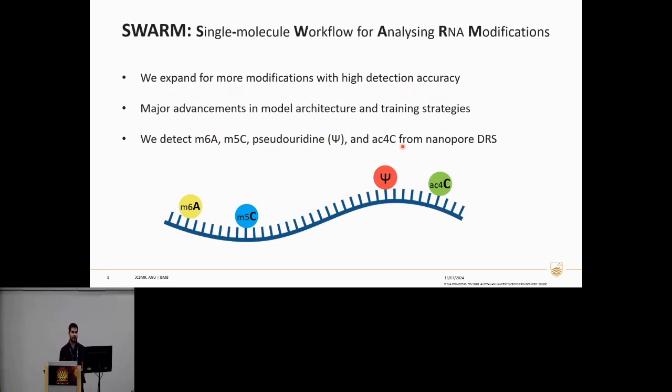we start from the ground set by CHUI, and we expect more modifications and also focus on improving the detection accuracy, bringing it to sufficient detection power for transcriptome-wide detection. And we've achieved that with major advancements in the model's architecture and also clever training strategies. And as of now, we can detect m6A, m5C, pseudouridine, and also ac4C from nanopore direct RNA sequencing.